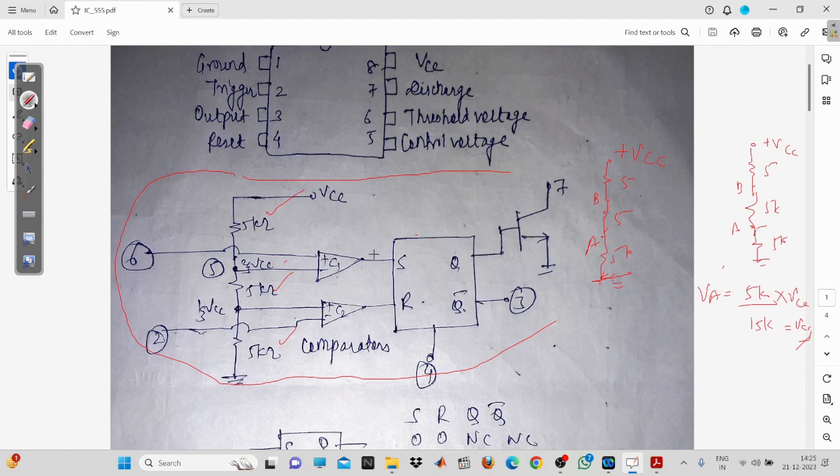Now suppose you are giving 1, so S will be equal to 1. Then this is set. This will give a command to set the output, so Q will be equal to 1. When Q is equal to 1, your transistor is going to operate. This transistor will be operating in only two modes. The first one is the saturation mode, and the second one is the cutoff mode.